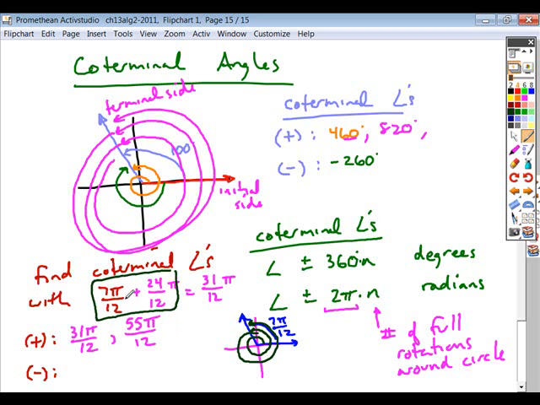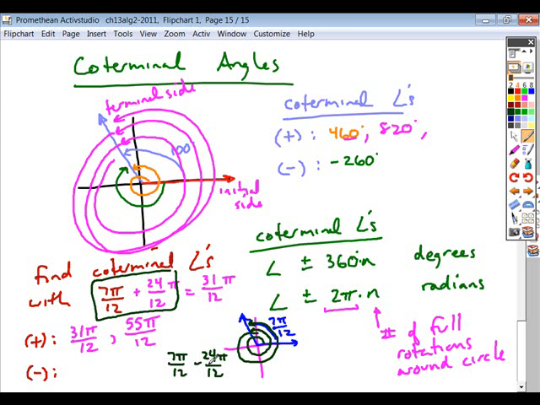To find the negative, what would we have to do? We take 7 pi over 12 and do what with it? In the negative direction, we're going to take the difference. So subtract 2 pi, which is 24 over 12. Again, the only reason I'm thinking of it in terms of 24 over 12 is so you can combine these mentally. You don't have to use a calculator.